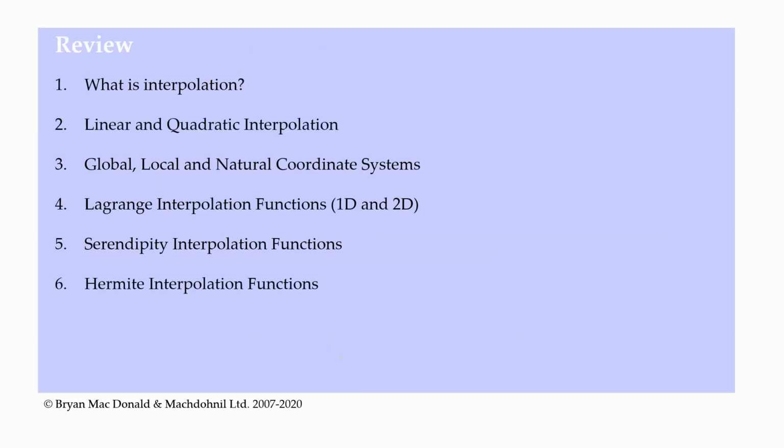So what did we look at? We looked at, well, what is interpolation? We talked about different types of interpolation, linear and quadratic interpolation. We introduced different coordinate systems: global, local and natural coordinate systems. We looked at Lagrange interpolation in both 1D and 2D. We briefly introduced the serendipity interpolation functions and the types of elements that use that. And then we talked briefly at the end about the Hermite interpolation functions and how they're used for beam problems, which again we'll be discussing in more detail later on in this course.